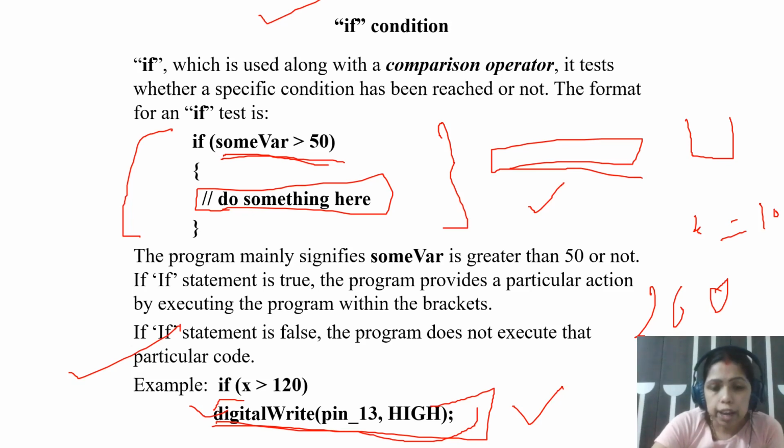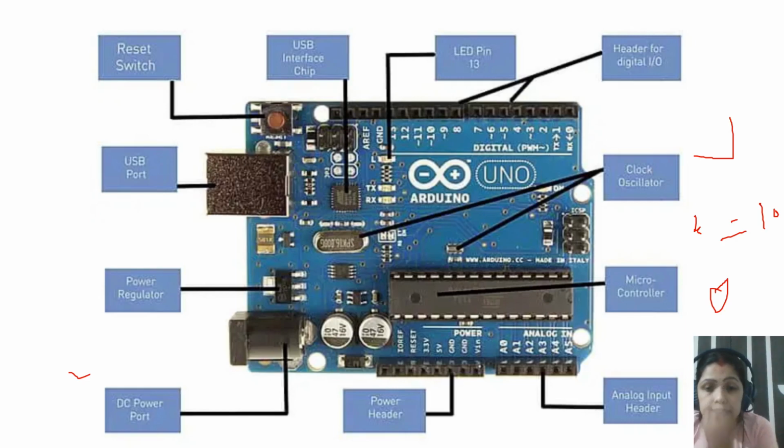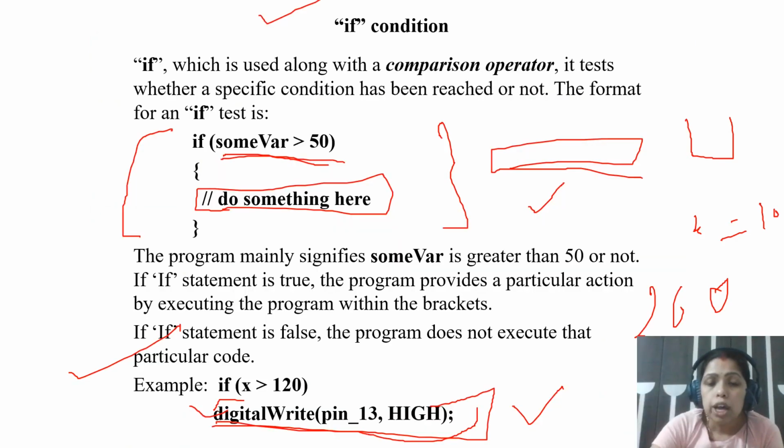Okay, before going to next, I am telling. I am storing pin number 13 as one variable. Pin number 13, you have seen that in Arduino there is a pin number 13. So in pin number 13, I have declared and stored it in one variable, that is pin 13. Okay, comma HIGH. That means you are sending the digital write.